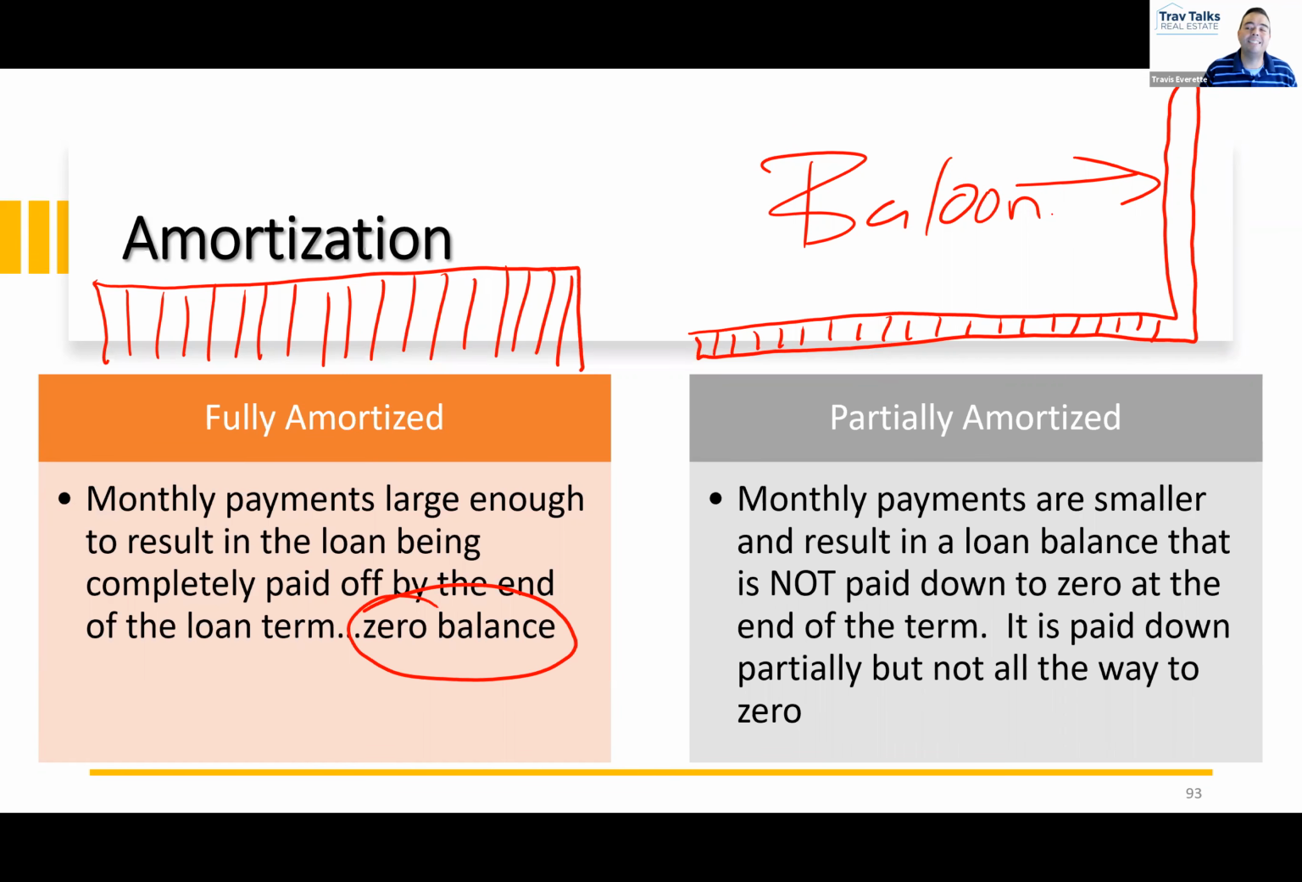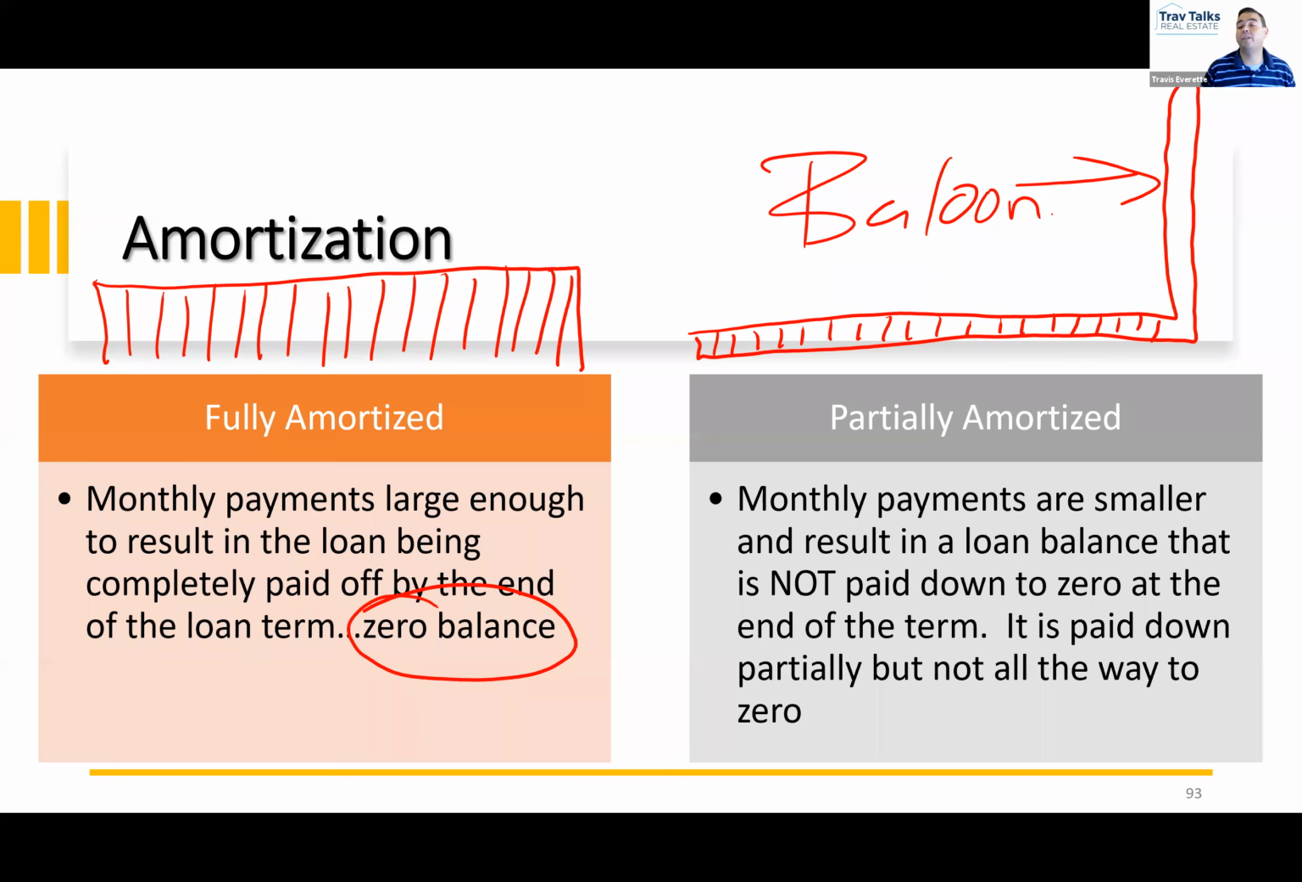Which one has the lower monthly payments? The fully amortized or the partially amortized? Partially amortized. That's the advantage of a partially amortized. Is there a disadvantage of the partially amortized? Yes. The end payment. The balloon payment at the end.